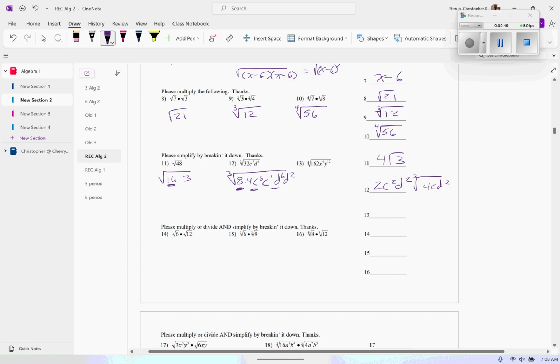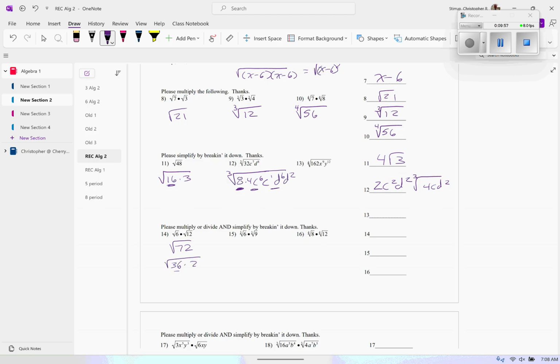Number 14, let's multiply 6 times 12. And that's going to give me root 72. Realize root 72 is going to break down to 36 times 2. That's the biggest perfect square. So square root of 36 is 6. So I get 6 root 2. Multiply these together. I'm going to get third root of 54. So 3 times 3 times 3 is 27. And 27 times 2 is 54. So third root of 27 is 3. So I'm going to get 3 third root of 2.